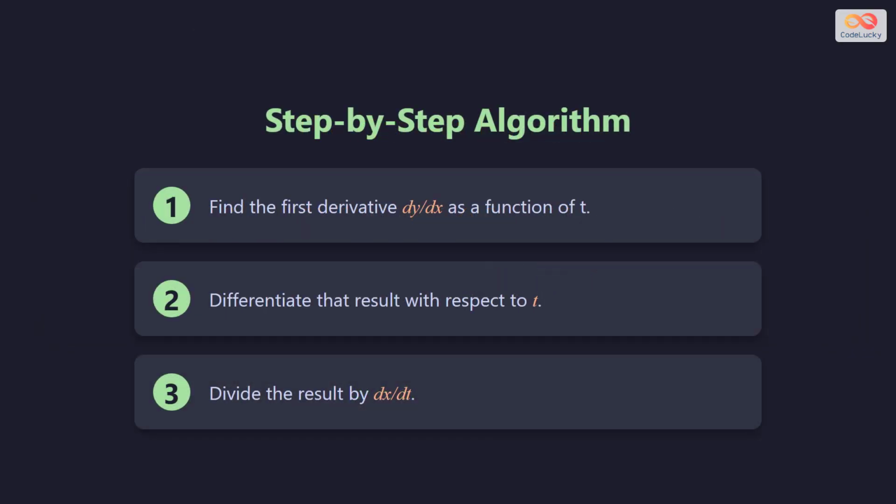So here is the three-step algorithm to solve any problem of this type. Step 1. Find the first derivative, dy/dx, and simplify it so it is a function of t. Step 2. Differentiate that result with respect to t. Step 3. Divide your result by dx/dt. Do not forget step 3.